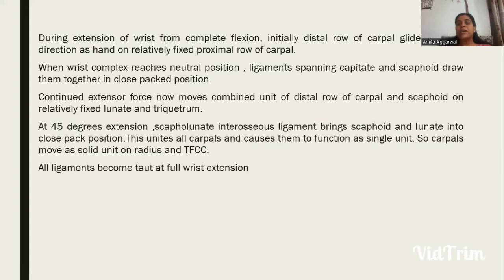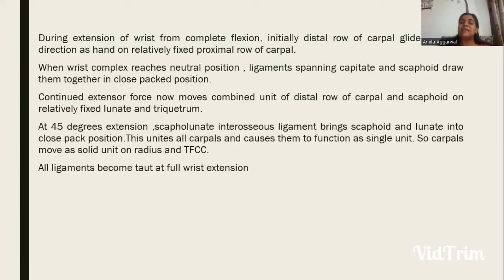So what happens while the wrist is in complete flexion: initially the distal row of the carpals will glide in the same direction as the hand is moving. That is, both will move towards extension. As the wrist reaches the neutral position, stability is maintained by the scaphocapitate ligament. Both move towards a close packed position.